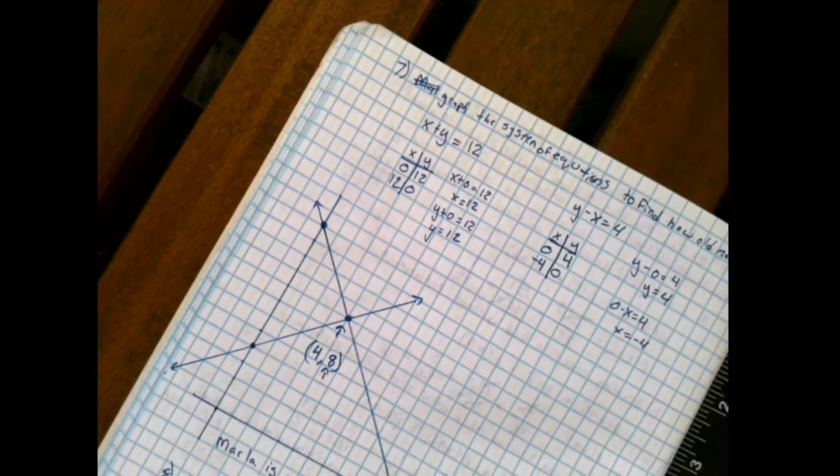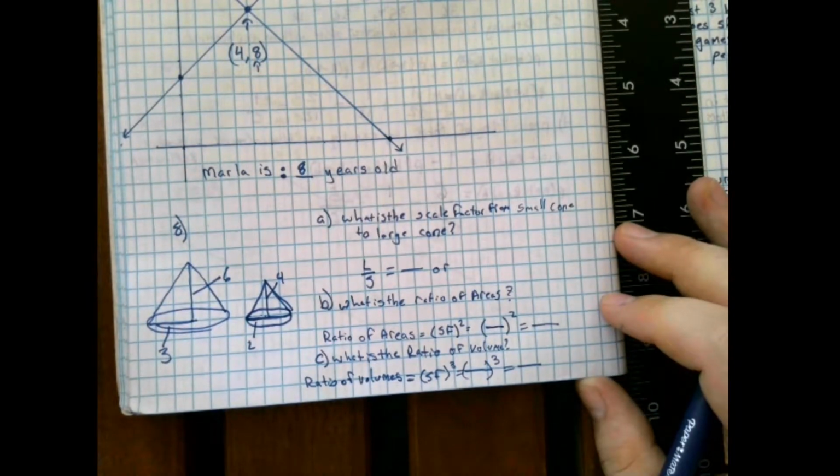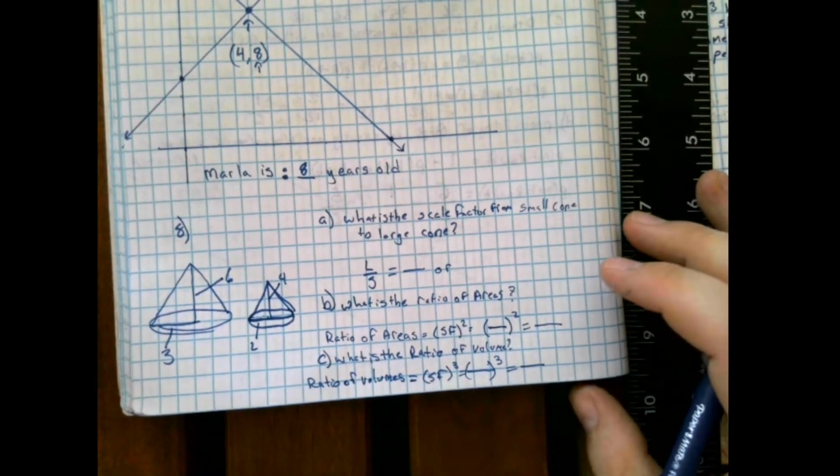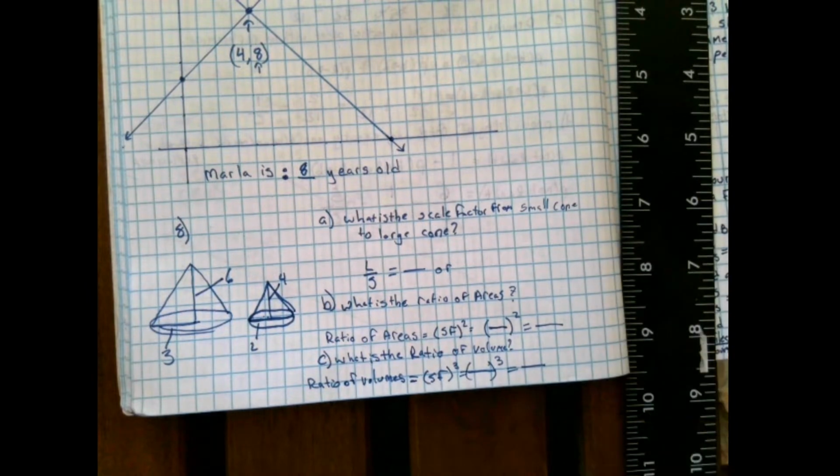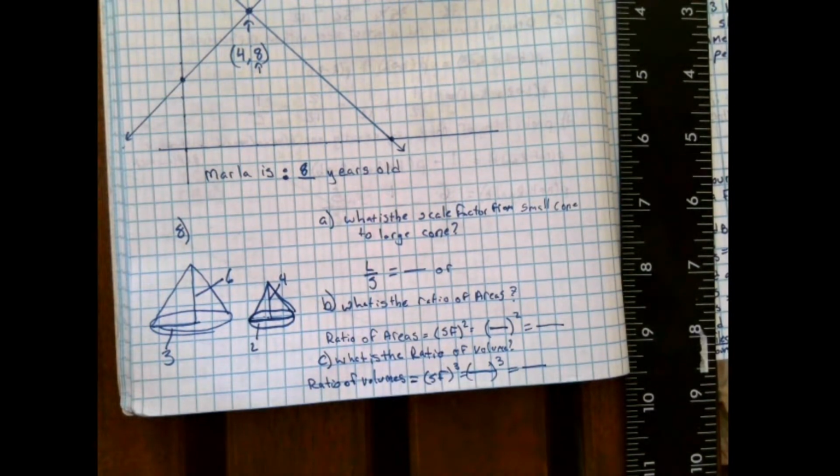Our next star problem is problem number 8. What a coincidence. Now, problem number 8 gives us 2 cones. Looking at these cones, we see that the radius of the larger cone is 3, and the height of the larger cone is 6. We can also see that the radius of the smaller cone is 2, and the height of the smaller cone is 4.